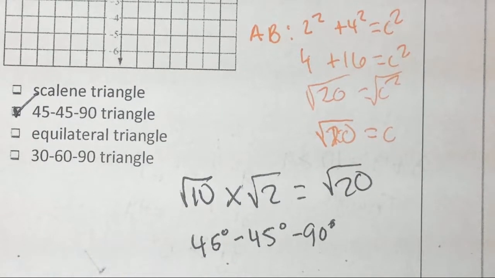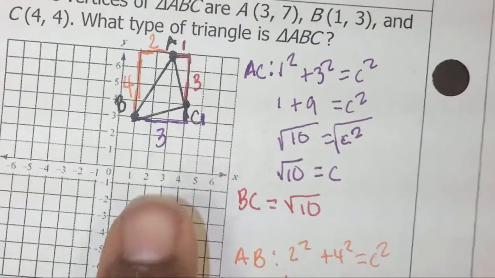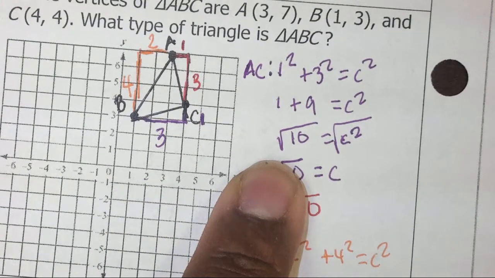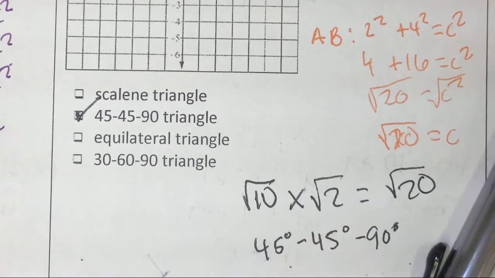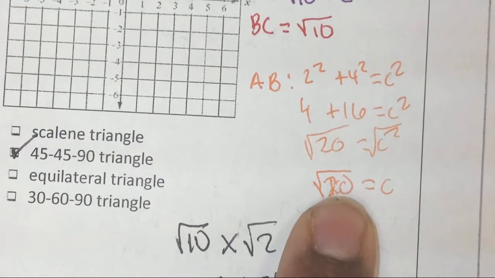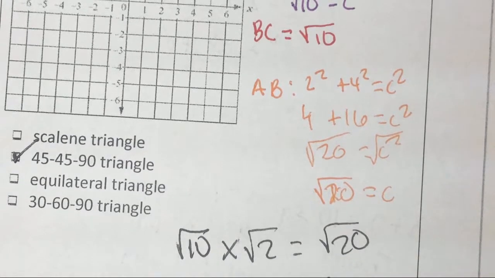Remember, I found all three sides first. You remember the rules for the 45, 45, 90. The hypotenuse is the leg times square root 2. So I took one of the legs, which was square root of 10, that was my two legs, and I just times it by square root 2. Once I got square root of 20, which I already had for my hypotenuse, I know for sure that it's a 45, 45, 90. You understand?